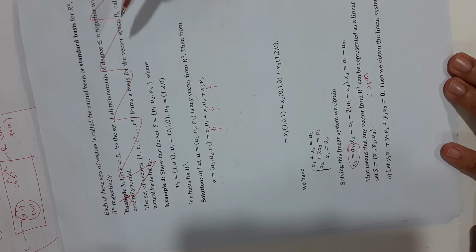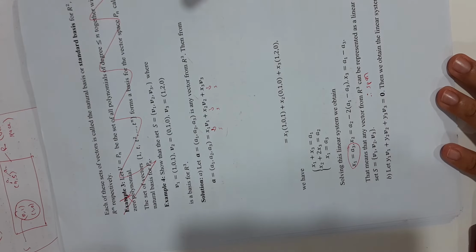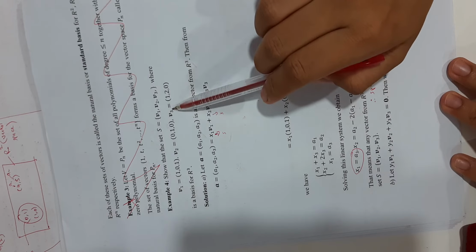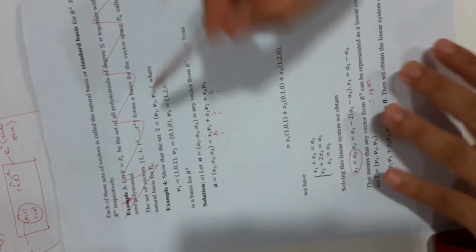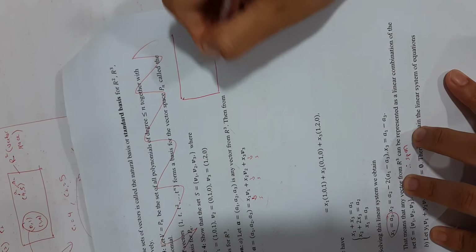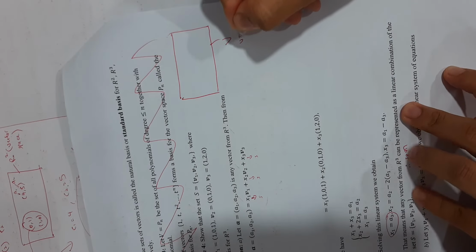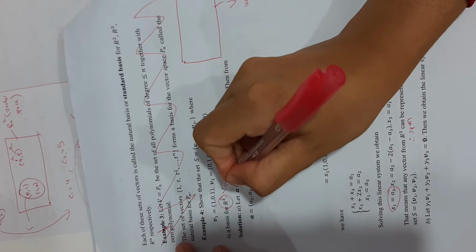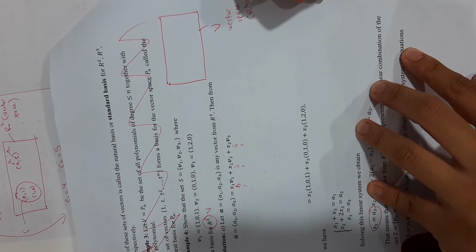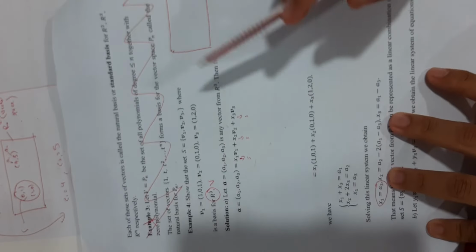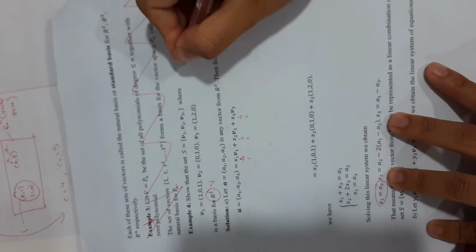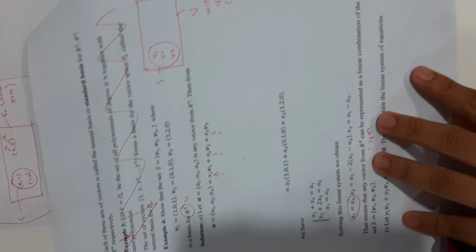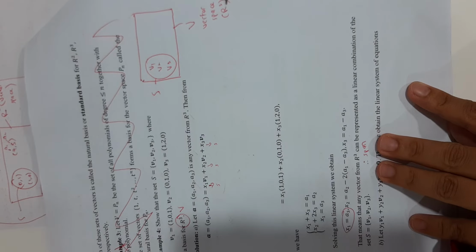Okay, so example 4 is the same question. Show that the set S, where v1, v2 and v3 are given by this, is a basis for R3. Same diagram again. You have this big V here, which is your vector space, which in this example is R3. And inside it you have the set S, so inside S you have v1, v2, v3. The question wants you to check if this S is a basis for R3.